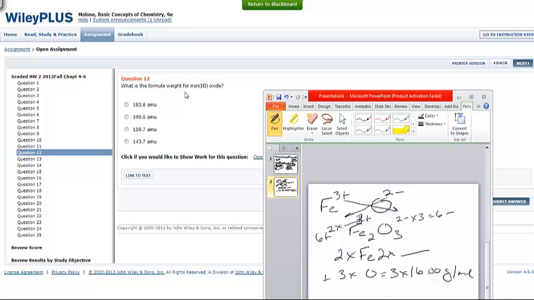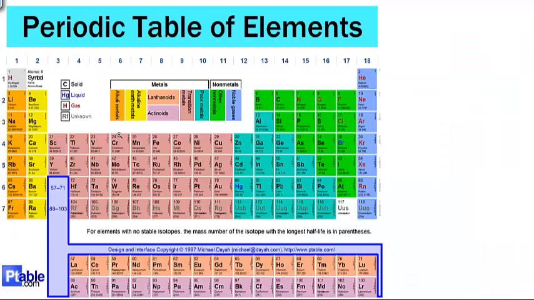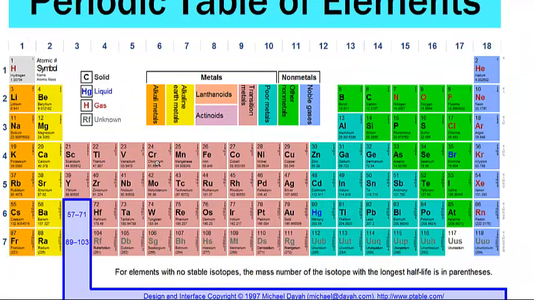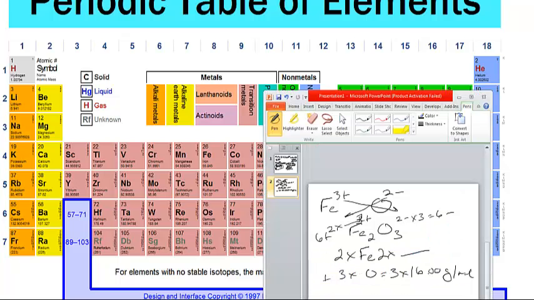So to pull the periodic table up, there's iron, and what you see is that it is 55.845. So going back, we put in right here the 55.845 grams per mole. And then we add those together, and that's our atomic mass.